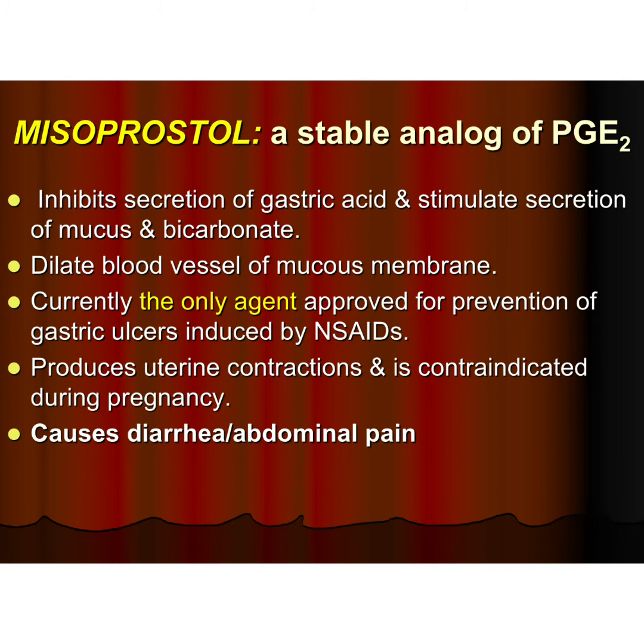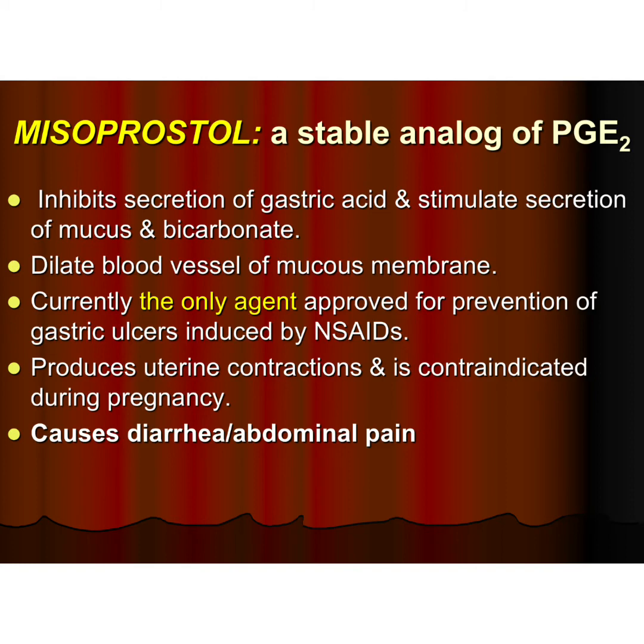The third drug that acts as an agent for the protective mucosal barrier is misoprostol. Misoprostol is basically a stable analog of prostaglandin E2. It inhibits the secretion of gastric acid, and it stimulates the secretion of mucus and bicarbonate. Basically, it inhibits the aggressors and enhances the protectors. It dilates the blood vessels of the mucous membrane.